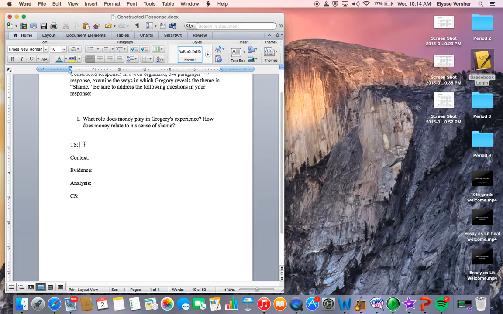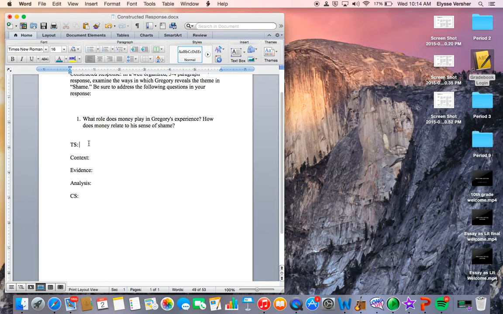Now, your topic sentence is your argument for the entire paragraph. So your topic sentence needs to directly relate to the question above. So the question, what role does money play in Gregory's experience? How does money relate to a sense of shame? Your topic sentence needs to address both points.